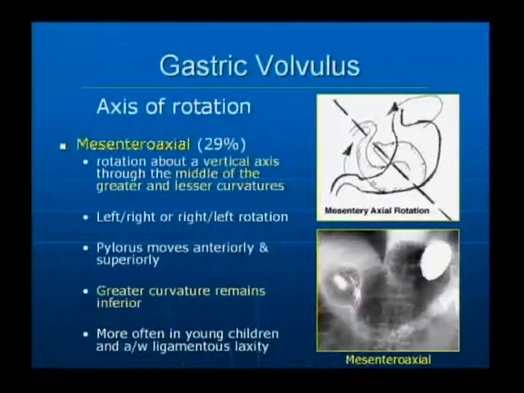So in the mesenteroaxial, which is about a third of the cases, the rotation is in the other direction, so the antrum is flipping up. So you rotate about a vertical axis through the middle of the greater and lesser curvatures. You can have a right-left or a left-right rotation. So the pylorus moves anteriorly and superiorly, and the greater curve remains inferior. So this is more often young children, maybe associated with ligamentous laxity.